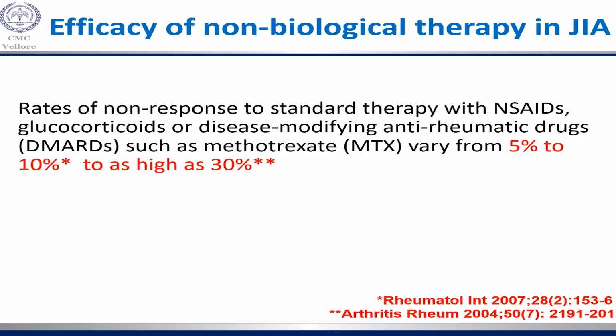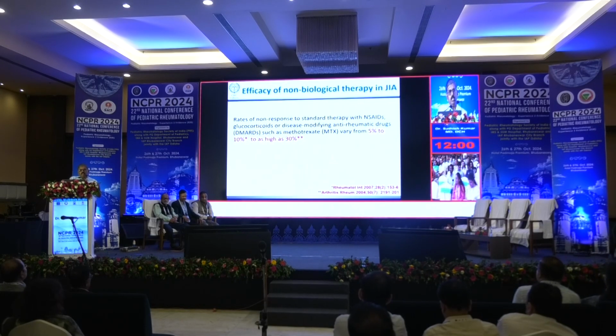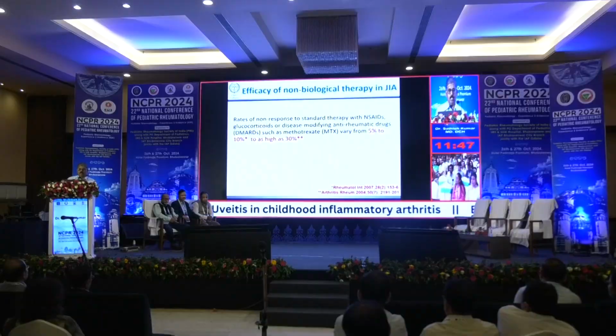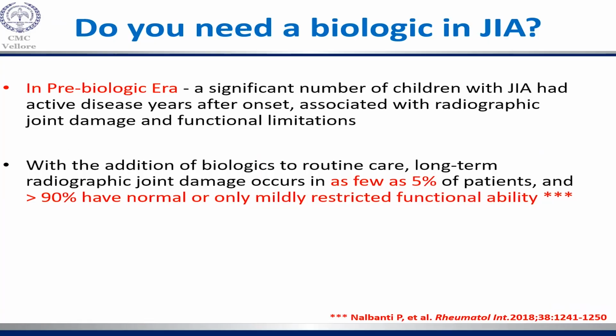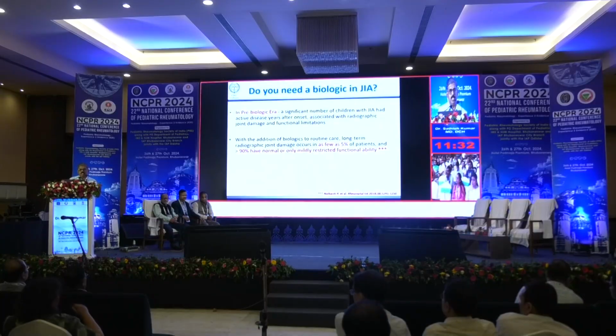We also know from the older data, the pre-biological era, that 30% of children may not respond to methotrexate or conventional DMARDs. In those 15 to 30% of children, we have to use these biologics or biosimilars to get them to clinically inactive disease. Not for all the children, so about 20 to 30%. If we use these biologics, more than 90% of children will have normal or mildly restricted functional ability. Even though these biologics and biosimilars will not control the disease 100%, you will be able to get there by using these drugs.